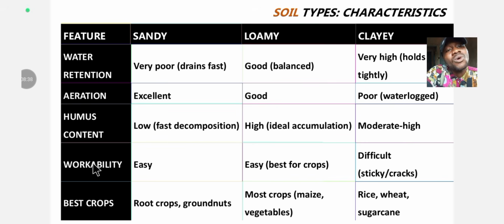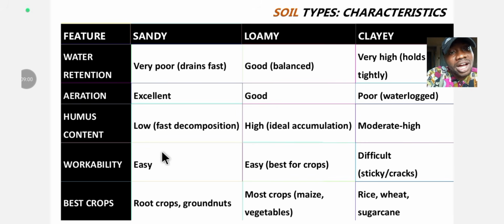So what is the workability? How well can we use these soils? Sandy soil is easy to use. Loamy soil is also easy, and it's used best for crops. But clayey soil is difficult to work with because it's sticky, and when it gets dry, it cracks.